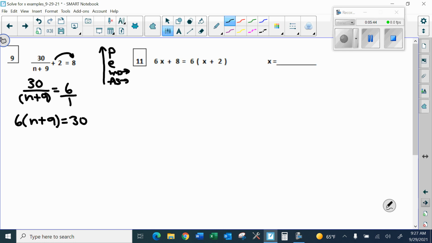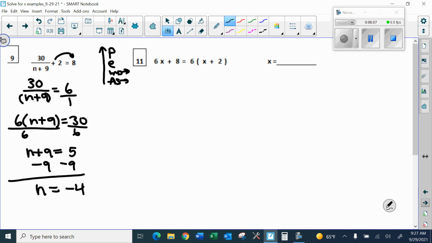Okay, now here I could distribute, and you can do that if you want, but a smarter way is to divide both sides by 6. Remember, the opposite of multiplication is division, and since 30 divides by 6 evenly, I'm going to go ahead and do that. And now I'm down to n plus 9 equals 5. And last step, subtract the 9 across, and n equals -4. There's my answer.